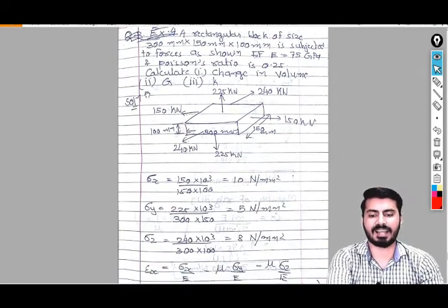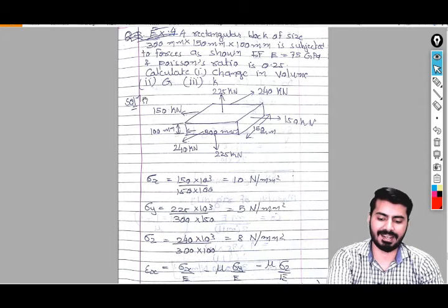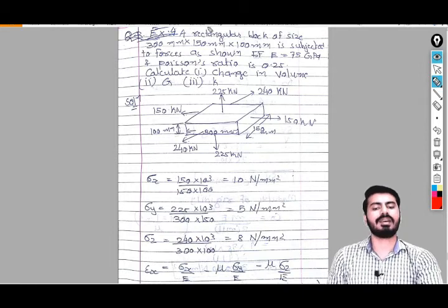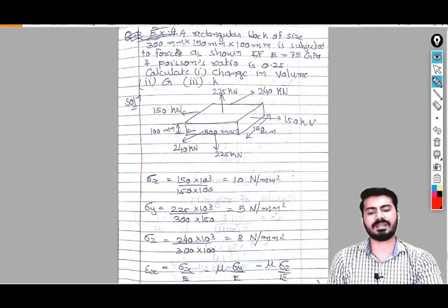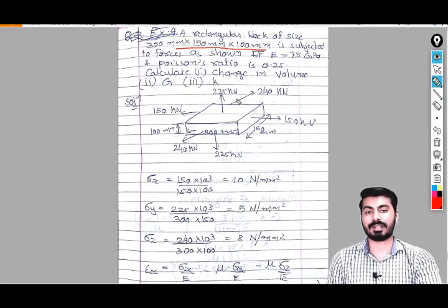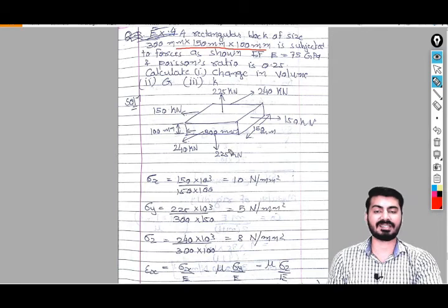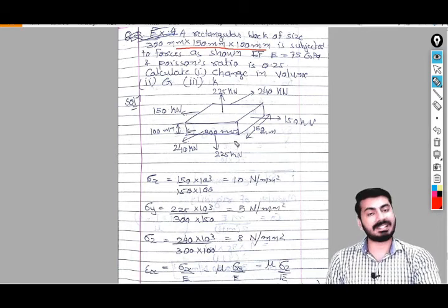Let's look at the examples. Okay, so first of all, the data is written over here, that is, a rectangular block of the size 300 by 150 by 100 mm. So the size of the rectangle is provided. The 300 is the length, 150 is the width, and 100 is the thickness.